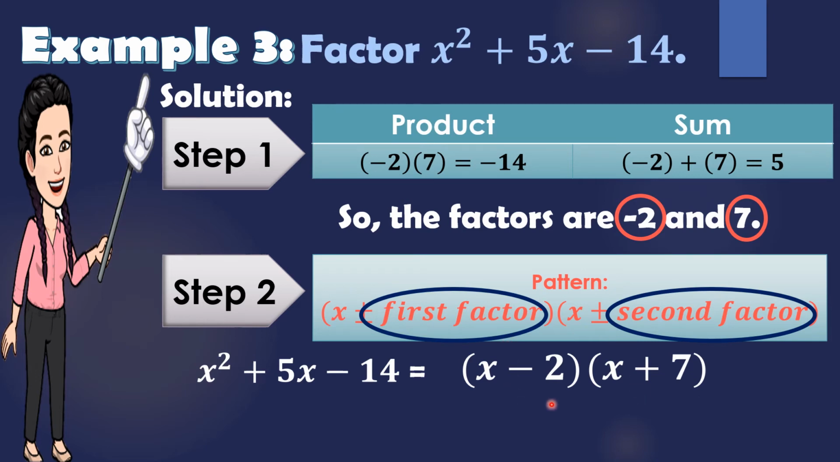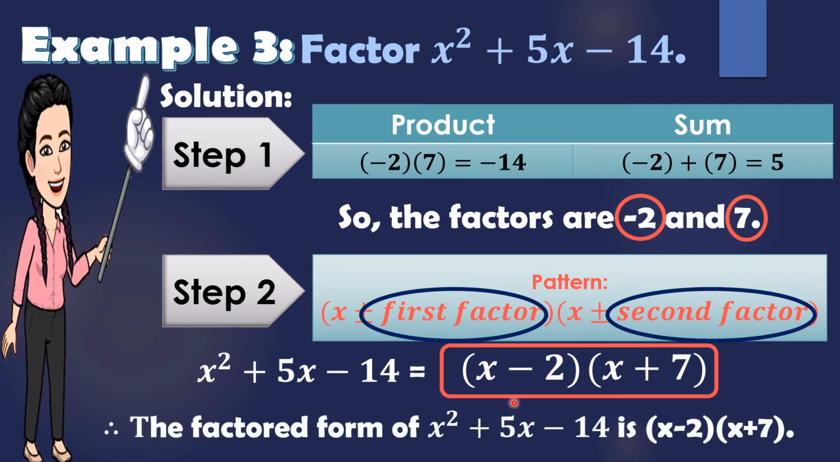So kapag nagkabaliktad to, make sure na pati yung operation nila ha. For example, x minus 2 times x plus 7 equal lang to sa quantity x plus 7 times the quantity x minus 2. Kaya naman, ang factored form ng x squared plus 5x minus 14 ay quantity x minus 2 times the quantity x plus 7.